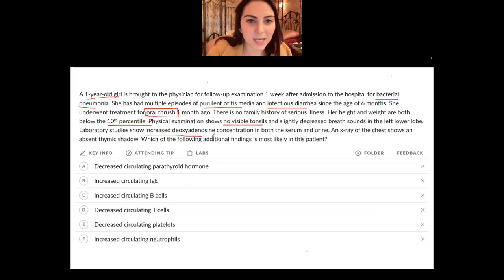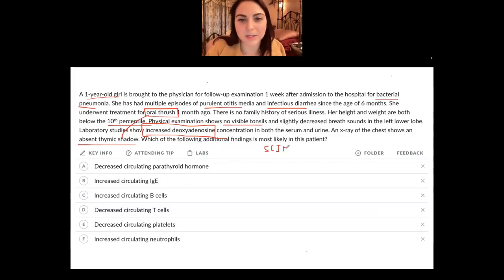This is your key. Increased deoxyadenosine concentration. So there's increased deoxyadenosine, and then you have to remember which one. There's one of these immunodeficiencies that causes an ADA deficiency, which is the enzyme that breaks this down. So we are missing the enzyme that breaks this down, so that's going to be increased in the serum and the urine. And boom, absent thymic shadow. We got T cell, we got B cell, we got ADA. This is SCID. This is actually your classic.